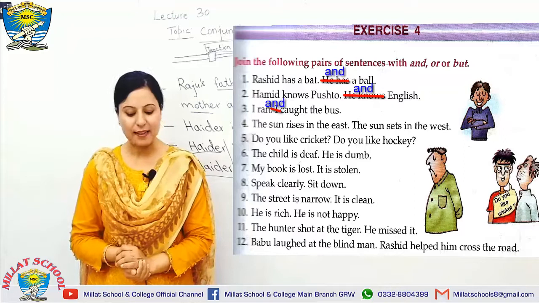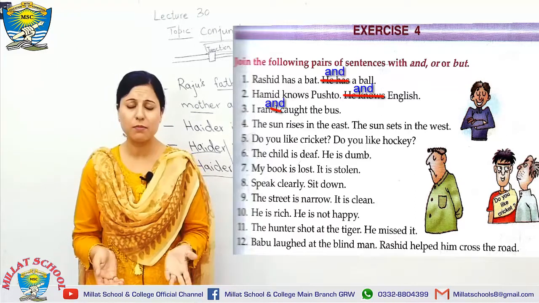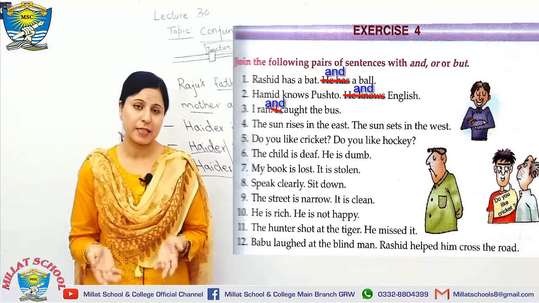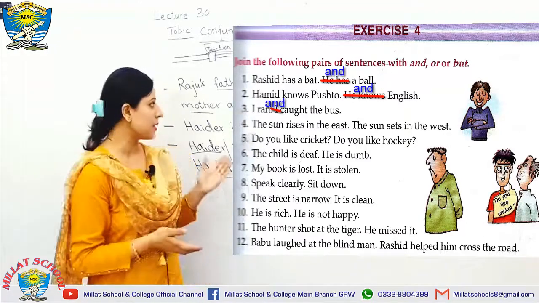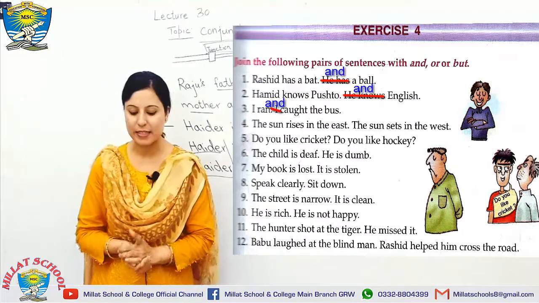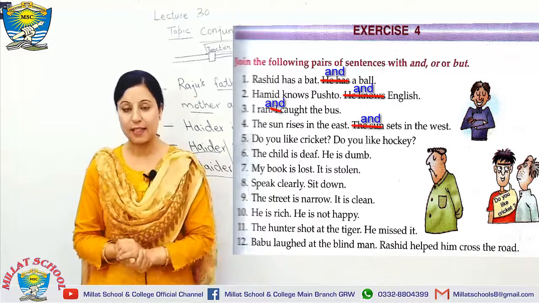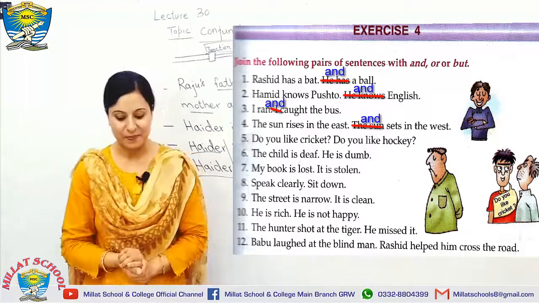Number 4, the sun rises in the east. The sun sets in the west. Why are we writing it as two different sentences if we are able to write it in a single one by using conjunctions? Yes, so write it in this way: the sun rises in the east and sets in the west.